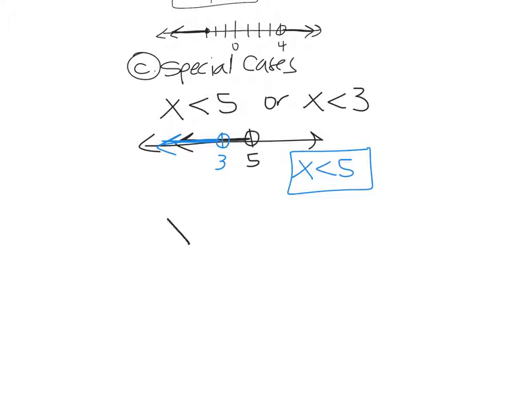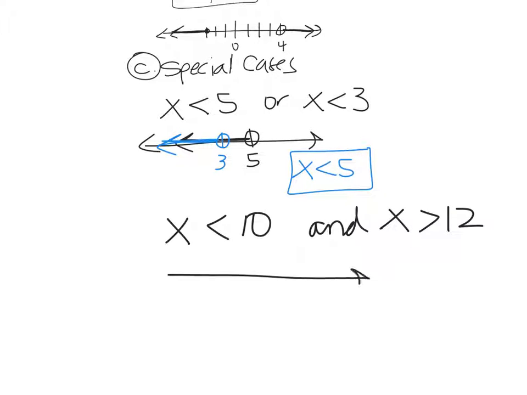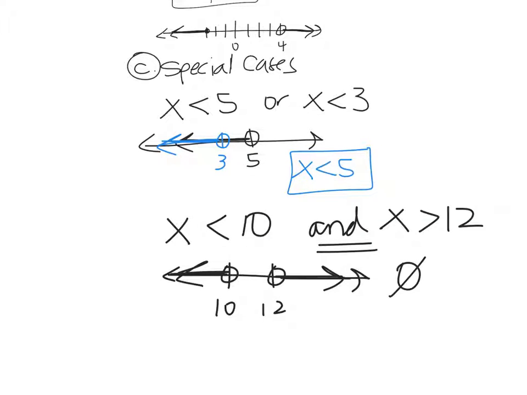What about numbers that are less than 10 and greater than 12? Okay? If you were to graph this and you went to 10, numbers that are less than 10 and numbers that are greater than 12, do you see that keyword and? They have to have an overlap. Is there any overlap here? They're running away from each other. Number 11. This would actually be no solution. Okay? Nothing works.